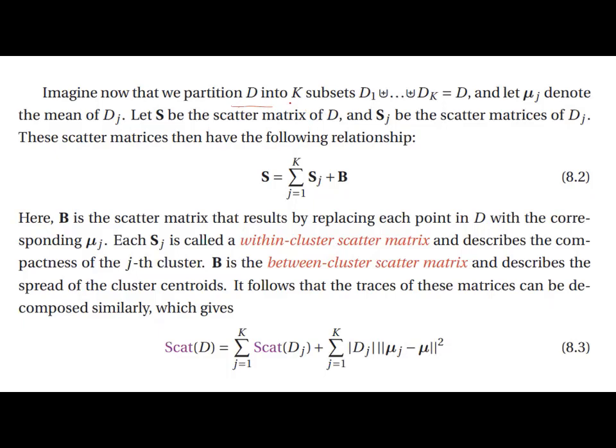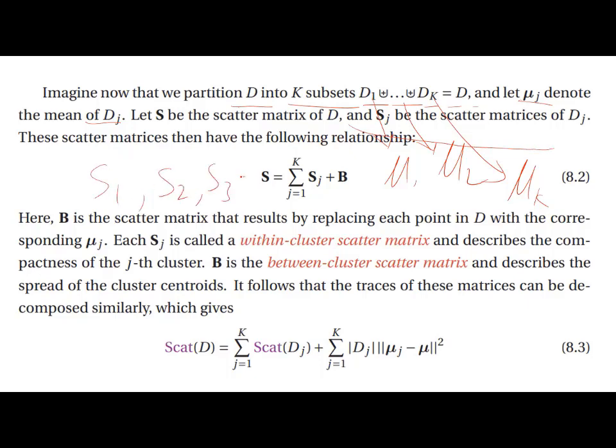Let D be divided into K subsets, D1, D2, up to DK, where μj denotes the mean of Dj. That is, μ1 denotes the mean of D1, μ2 of D2, and μk of DK. And Sj is the scatter matrix for Dj, so S1, S2, up to Sk are K scatter matrices. The final scatter matrix S is equal to the sum over j = 1 to k of Sj plus B. What is B? B is a scatter matrix that results by replacing each point in D with the corresponding μj.